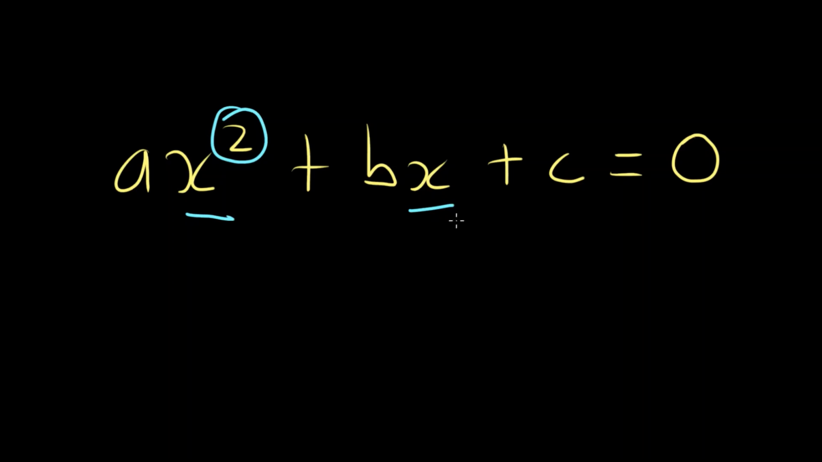So there might be the second term, so we've got bx here. There might be this or there might not, it doesn't matter. The key is that there's an x squared term. Now this form here, ax squared plus bx plus c equals 0, that's the standard form.